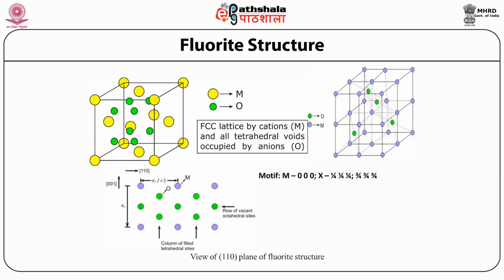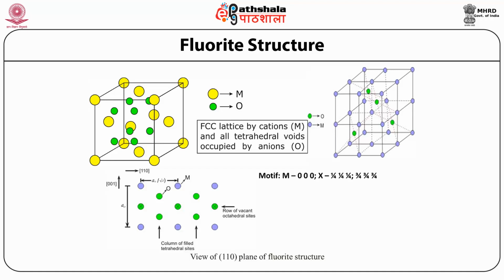In this structure, you can see that 8 primitive cubic unit cells made by anions are joined together to make a big cube, and cations occupy the centers of 4 of these small cubes in an ordered fashion. So till now it is clear that fluorite structures are FCC.